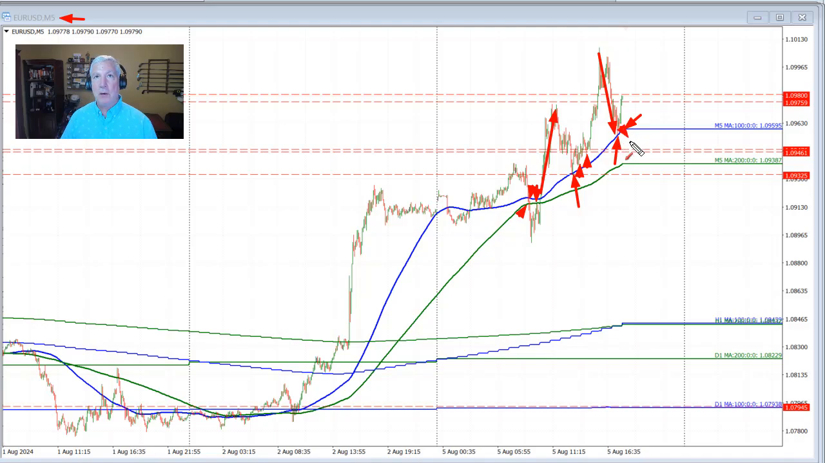If we do move below that 100 bar moving average, it's not over, and we need to get back below the 200 bar moving average and stay below that level. But at least it has the sellers taking a step forward. Until then, the buyers are winning.